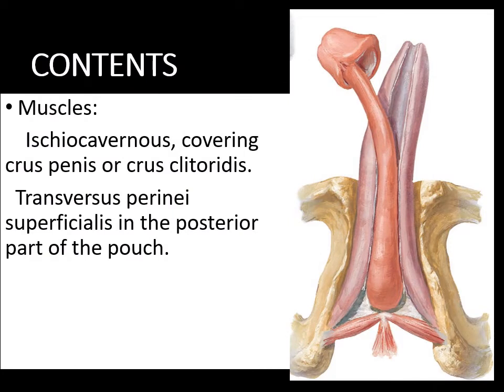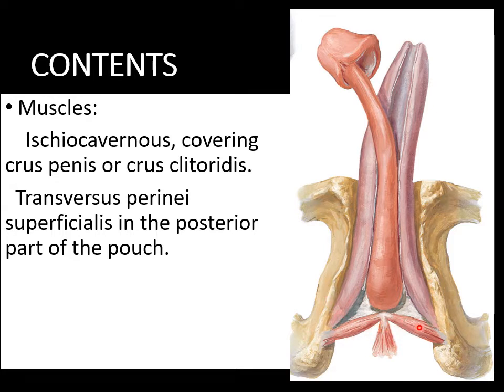Then what are the contents of this superficial perineal pouch? Number one, the ischiocavernosus muscles, which arise from the ischiopubic ramus. This ischiocavernosus covers the crus penis or crus clitoridis. Then the transverse perineal muscles, which are present posteriorly, are covered inferiorly by the Colles fascia and superiorly by the perineal membrane.